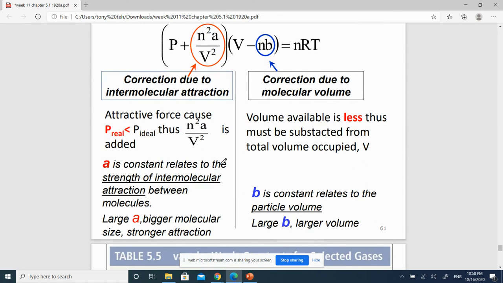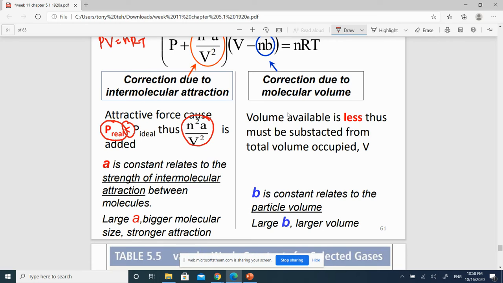Now, for van der Waals equation, just now as we said, the real gas pressure is less than the ideal gas pressure. Therefore, we add n squared a over V squared to, for example, PV equals nRT. Now, for the real gas, the P has decreased, thus we need to add a correction. A is a constant that relates to the strength of intermolecular attraction between molecules. The larger the a, the bigger the molecular size, the stronger the attraction.